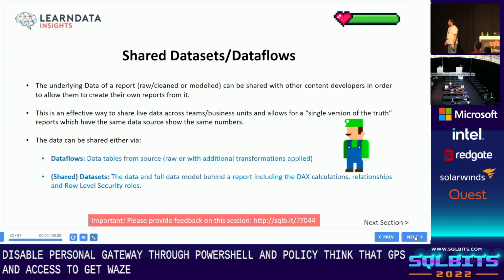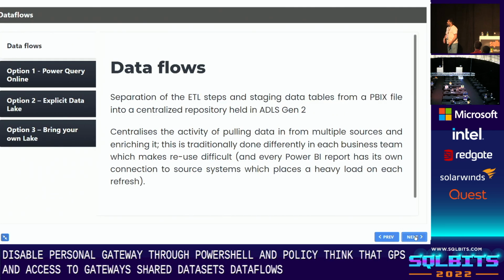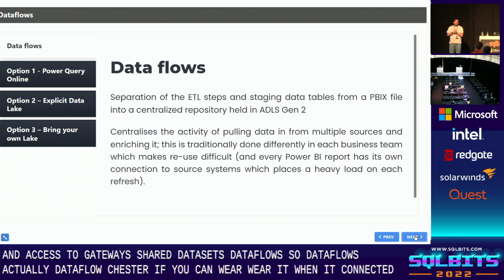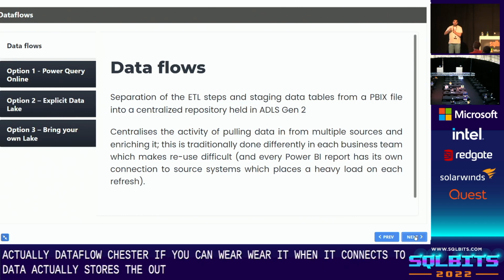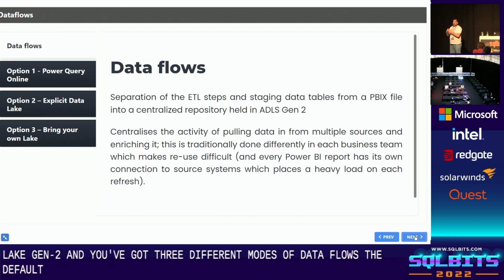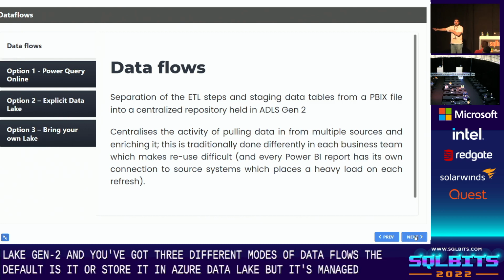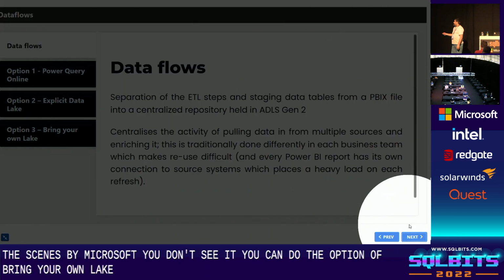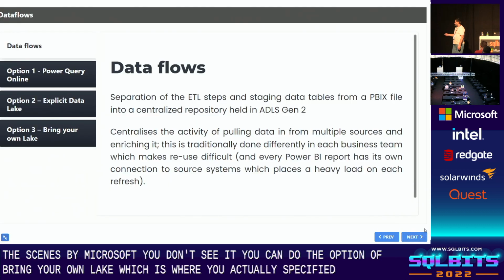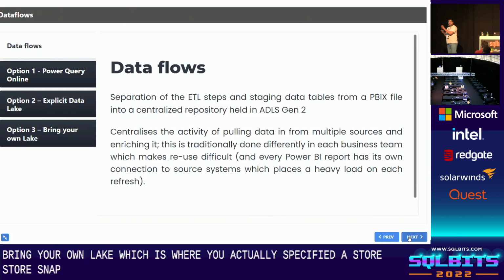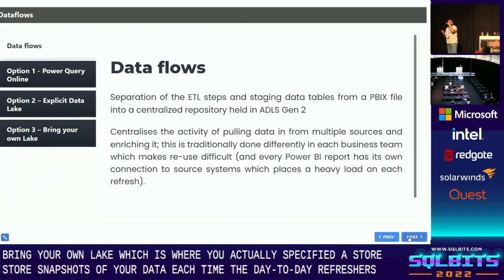Shared data sets, data flows. So just so people are aware, when a data flow connects to data, it actually stores the outputs of that data in Data Lake, Azure Data Lake Gen 2. And you've got 3 different modes of data flows. The default is it will store it in Azure Data Lake, but it's managed behind the scenes by Microsoft. You don't see it. You can do the option of bring your own lake, which is where you actually specify a storage account to store the outputs of data flows into, and it will store snapshots of your data. Each time the data flow refreshes, it will store that data as CSV files.